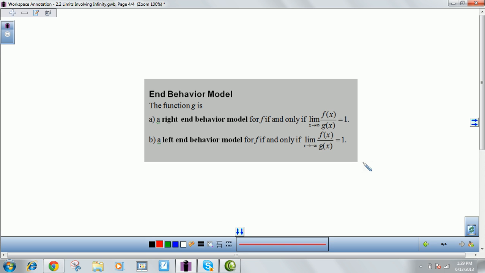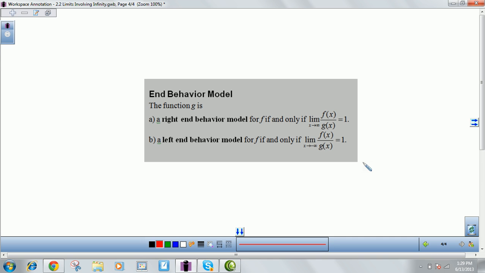So, talking a little bit more about end behavior models, that's basically what we've been doing. What's happening to the function as it goes all the way to the right towards infinity or all the way to the left towards infinity, and you're basically trying to find an expression that models the behavior of that graph.